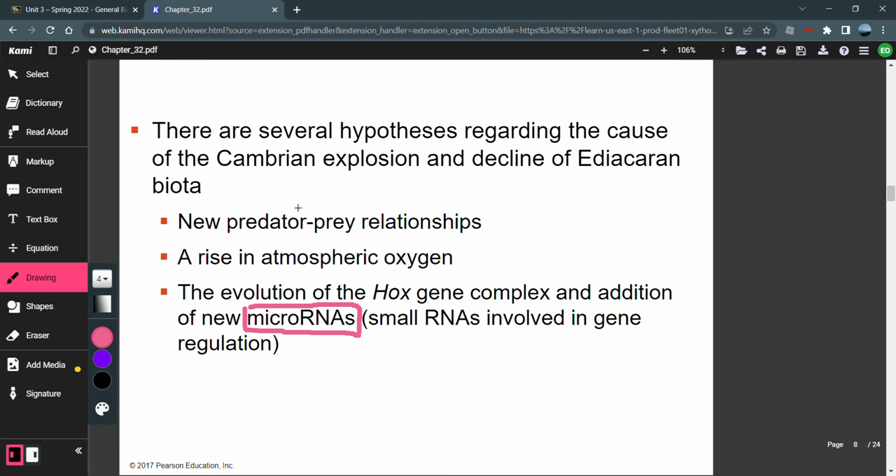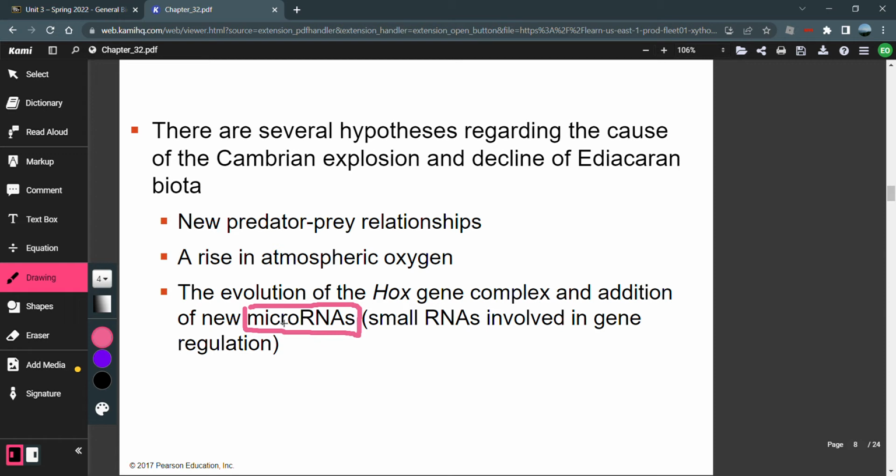creating new species and diversification. Another hypothesis is the evolution of the Hox gene complexes and the addition of new microRNAs. MicroRNAs regulate gene expression. They tell which genes in the genome to be expressed and which to be turned off. Hox genes are genes that direct development. You'll find Hox genes in places called homeoboxes. Every animal has a set of homeoboxes with its unique Hox genes, and these Hox genes direct development.